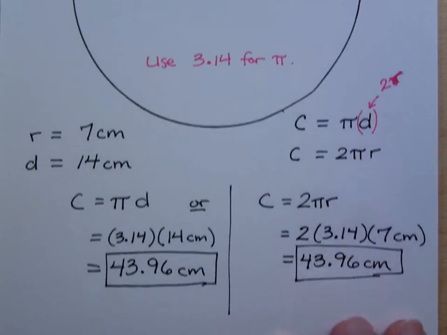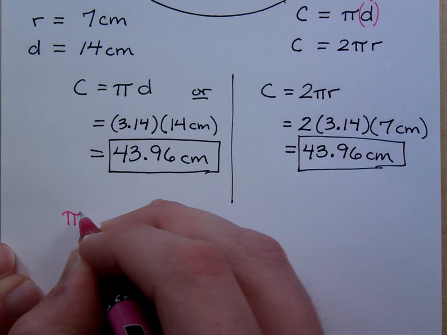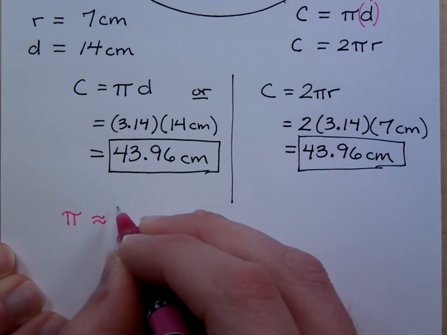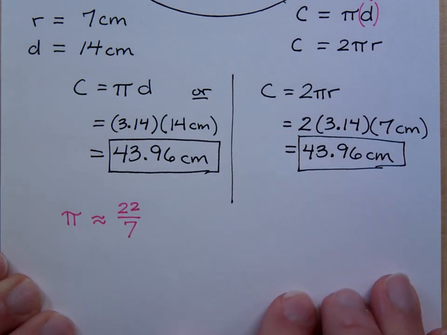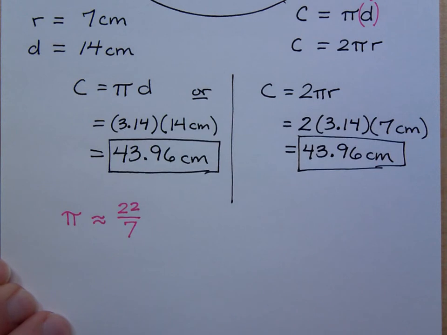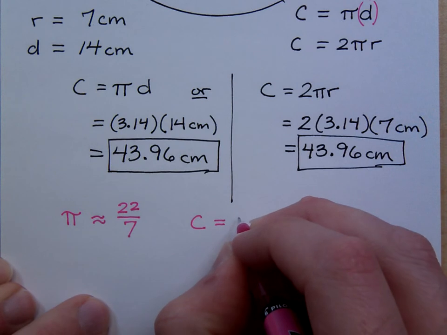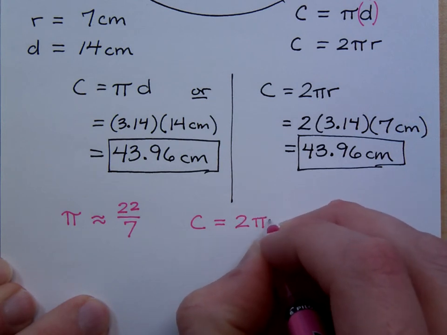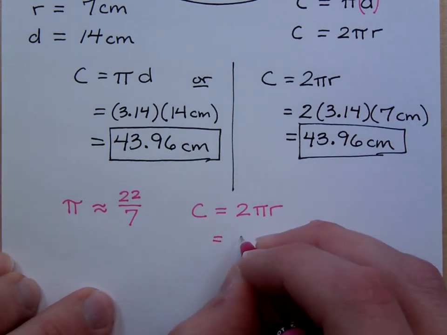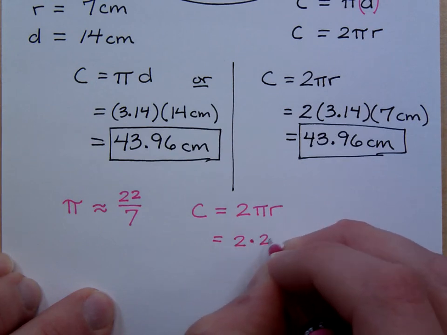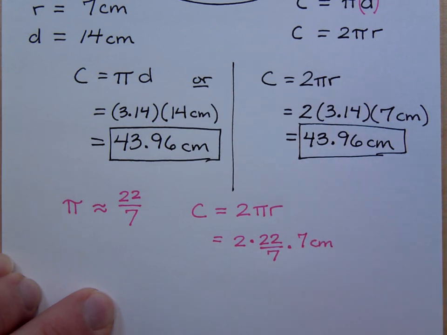Now, if you remember on the last page, I gave you this little nugget of information. I said that sometimes pi can be approximated by what fraction? 22 over 7, right? Let's revisit this problem. If the circumference is 2 pi r, or pi times diameter, it doesn't really matter. If I use 22 over 7 for pi, look what happens. I have 2 times 22 over 7 times my radius of 7 centimeters. Do y'all agree?